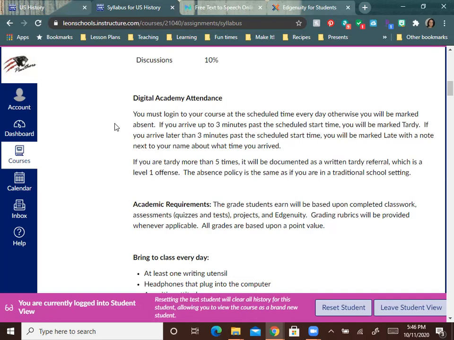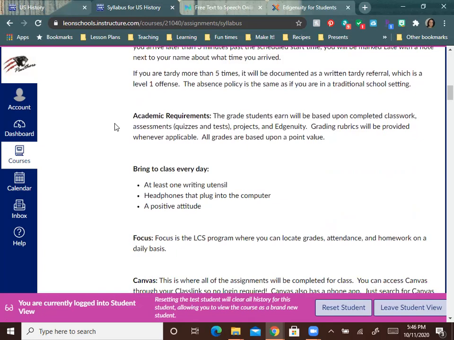Academic requirements. The grade students earn will be based upon completed classwork, which is your Canvas work, assessments, which are your quizzes and tests, projects, some classes do have projects, and Edgenuity. Grading rubrics will be provided whenever applicable, usually during projects, and all grades are based upon a point value.